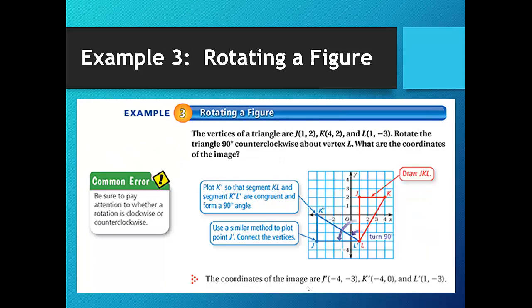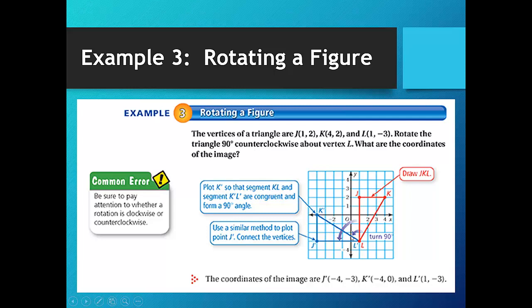For our third example, we're rotating a figure. The vertices of a triangle are J at 1, 2, K at 4, 2, and L at 1, -3. Rotate the triangle 90 degrees counterclockwise about vertex L. What are the coordinates of the image? For a common error, be sure to pay attention to whether a rotation is clockwise or counterclockwise. And in this problem, it said it's a 90 degree counterclockwise rotation.